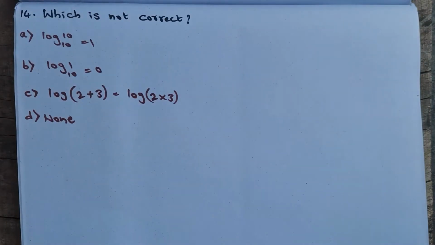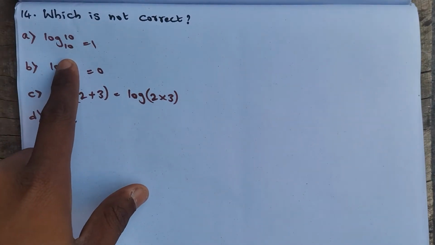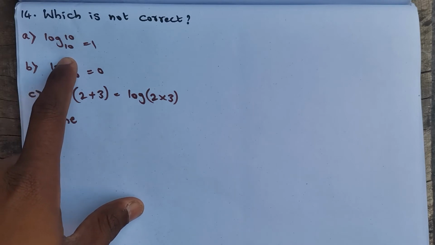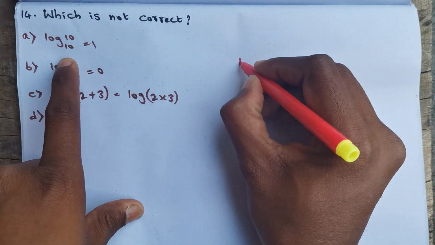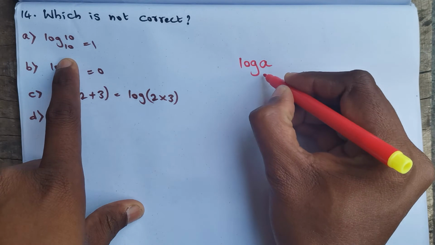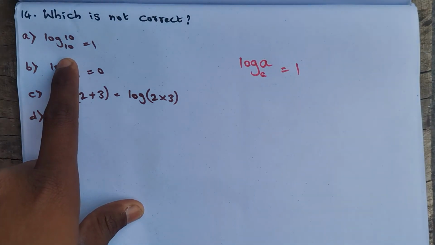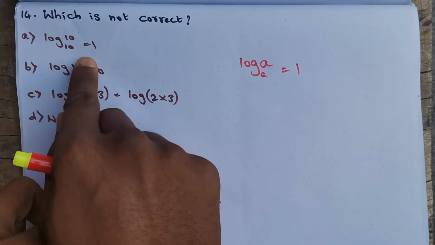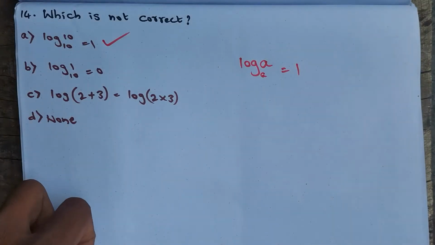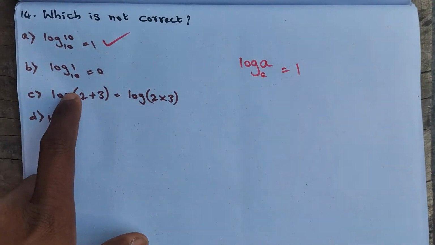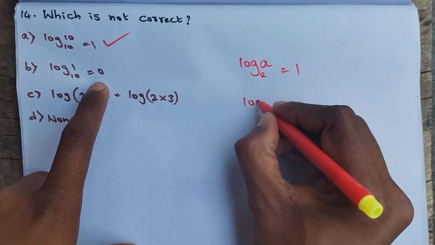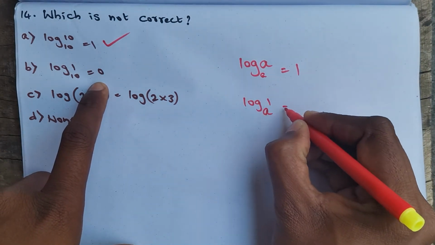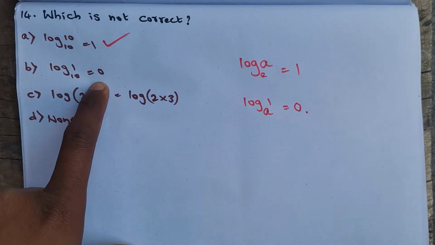Next question is, which is not correct? Here log 10 base 10 is given. We know one formula, log a base a is equals to 1. Then log 10 base 10 value is 1, obviously correct. Next, log 1 with base 10 is equals to 0. We know formula, log 1 with any base is equals to 0. Log 1 value is always 0.